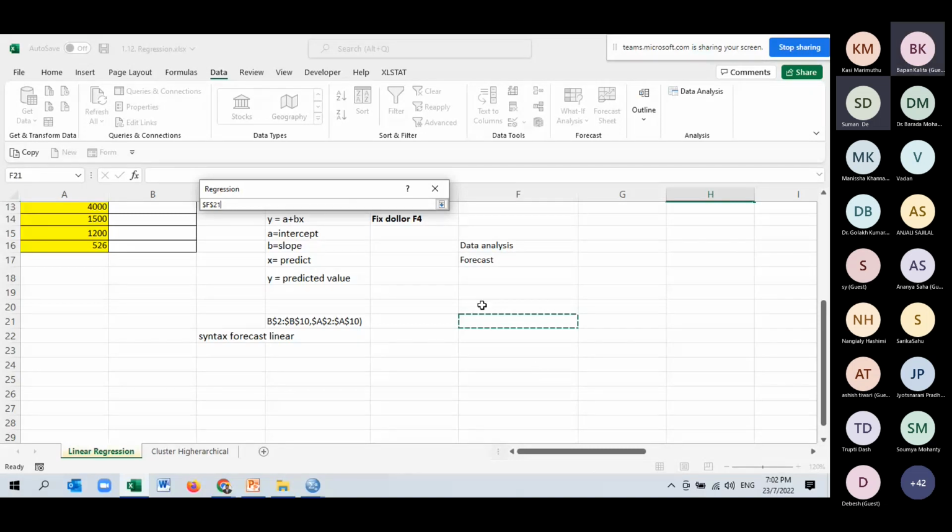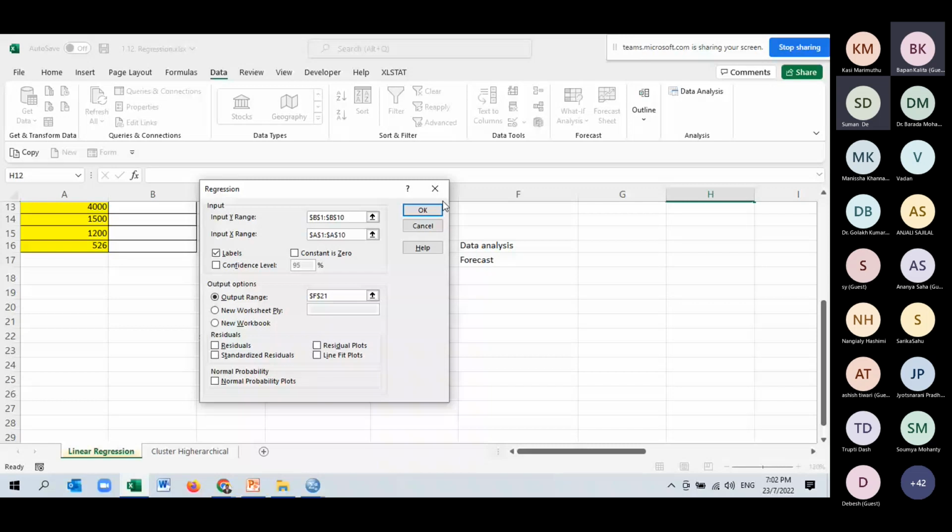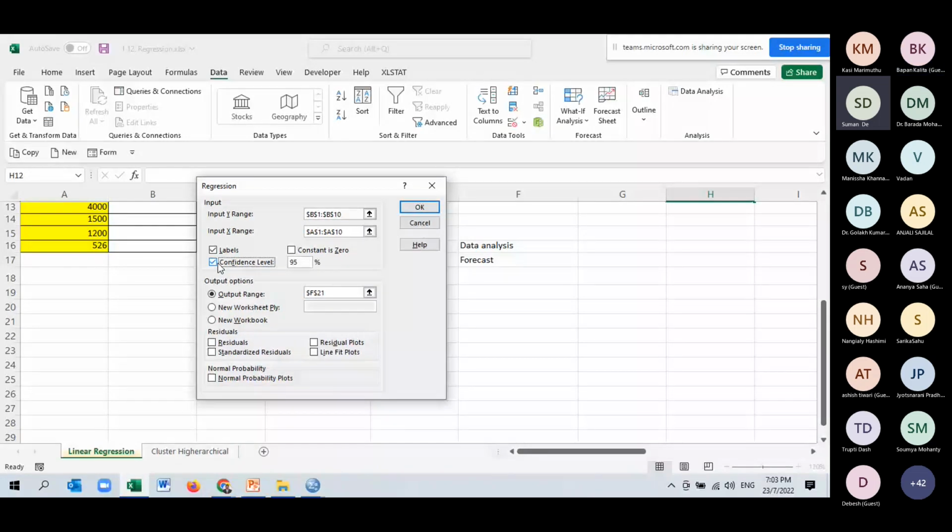So what I did, I have selected X variable, I have selected Y variable, labels in the first row, output range I have given. If you are interested, confidence level also you can give. When you repeat the study for 100 times, 95% of the time your results will be like this. Maybe in the last week's class also, we discussed the confidence level. So these are the options available in Excel. Once you've done this, click OK.